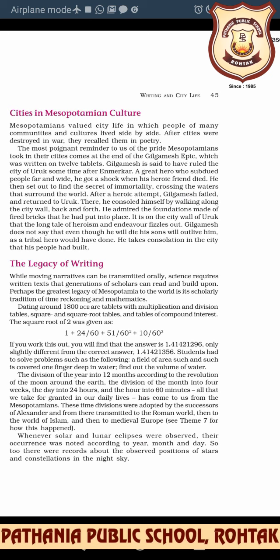And beta, there is one poem given at the end of the Gilgamesh Epic; the name of that epic is the Gilgamesh Epic. In that, it is about Gilgamesh, the ruler of Uruk, who was a great hero, but he was in shock when his friend died. So when his friend died, he went to find out the secret of immortality. He crossed the water that surrounds the world, but in this attempt he failed, and then he consoled himself by walking along the walls.